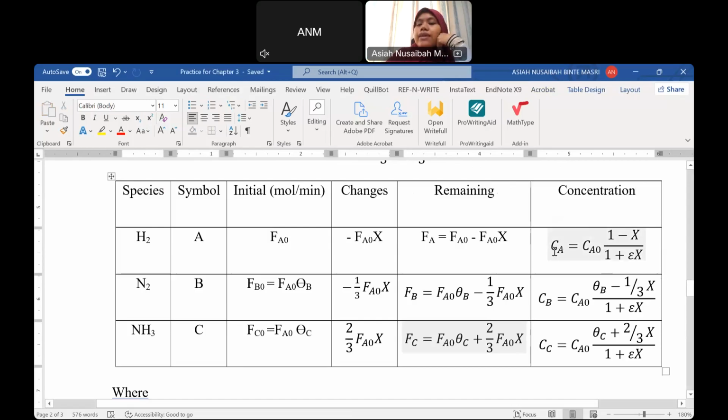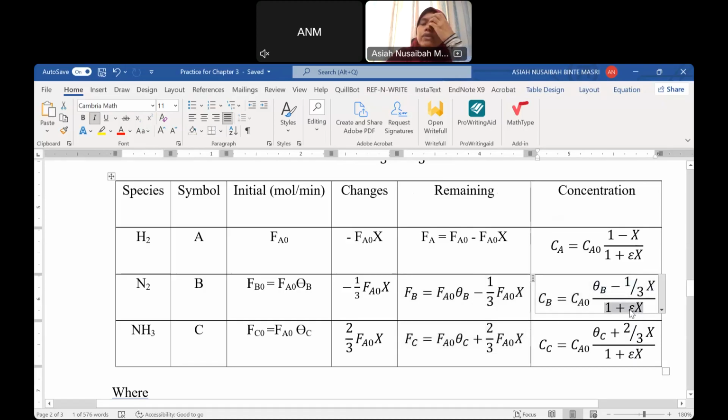We just simply write Ca is equal to Ca naught times 1 minus X over 1 plus epsilon X. We do the same for Cb. Cb is equal to Ca naught times theta B minus 1 over 3 X, over 1 plus epsilon X.